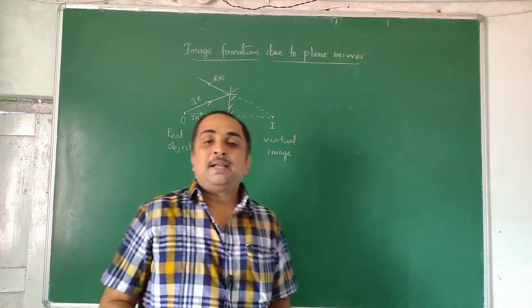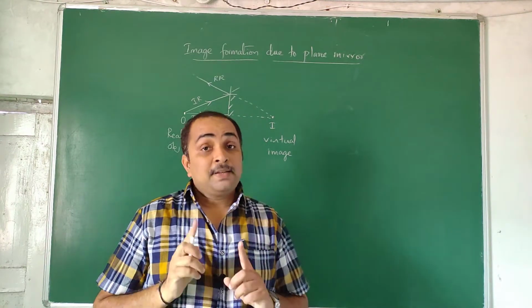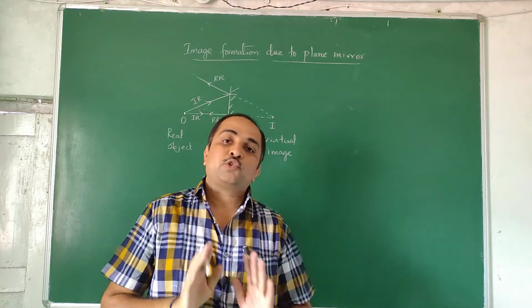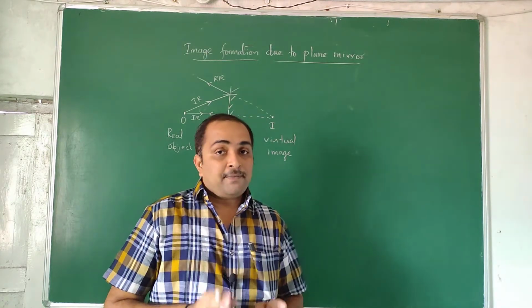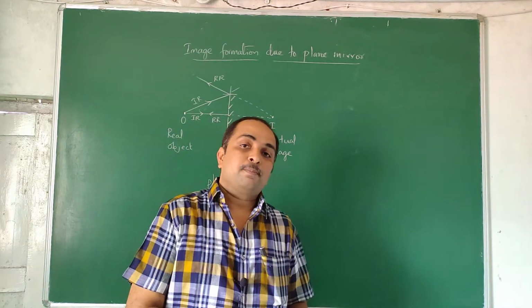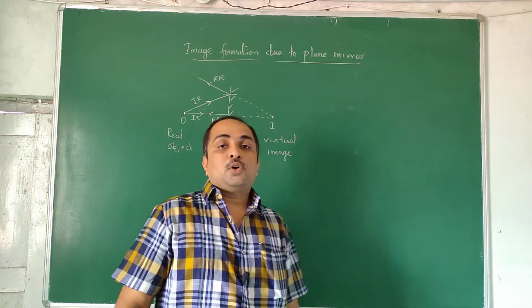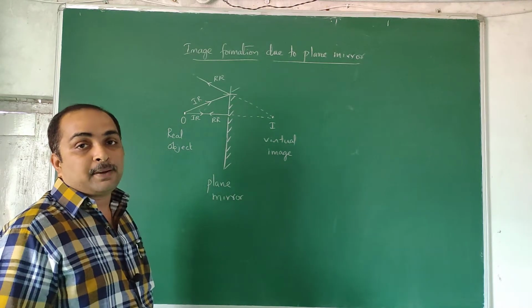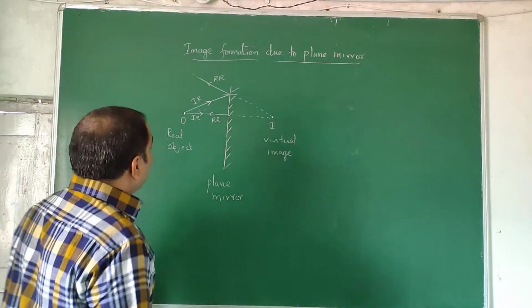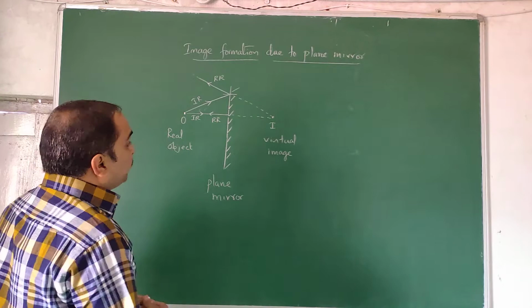If incident rays meet, real object. If incident rays appear to meet, virtual object. If reflected rays meet, real image. If reflected rays appear to meet, virtual image. So really if they meet, virtually if the extensions are meeting, that can happen. So now I hope this is clear to you.